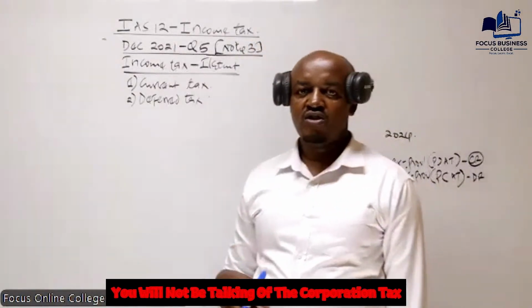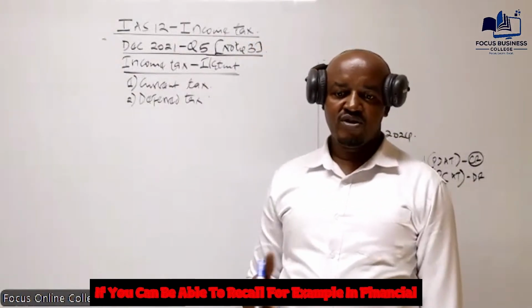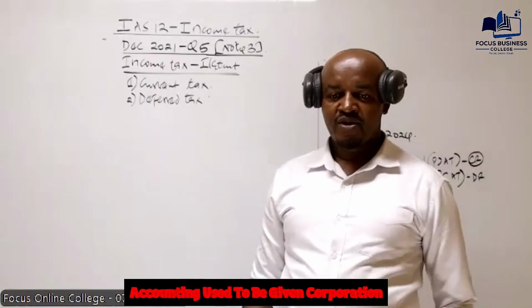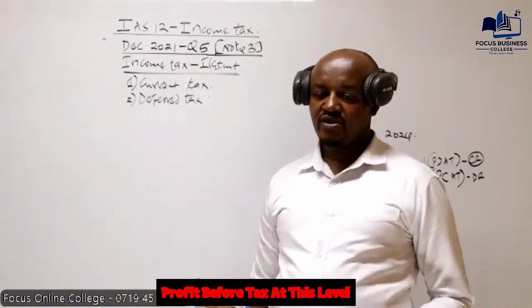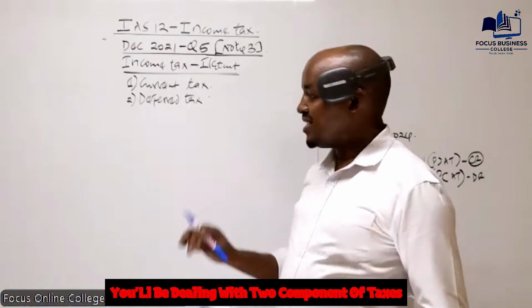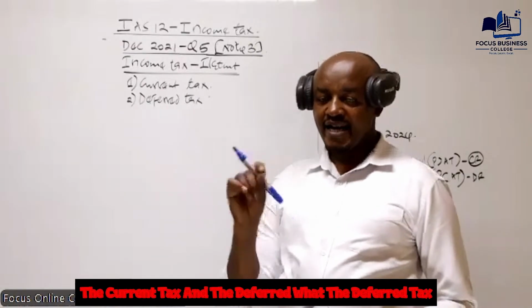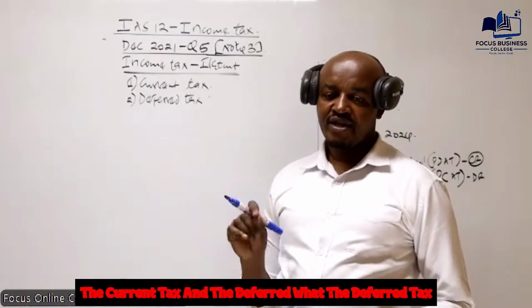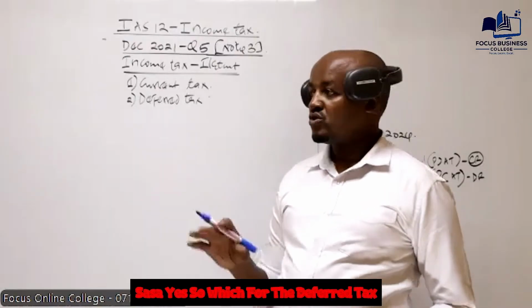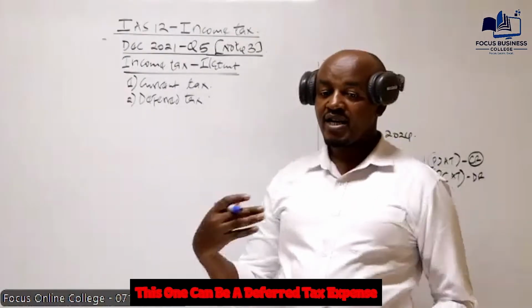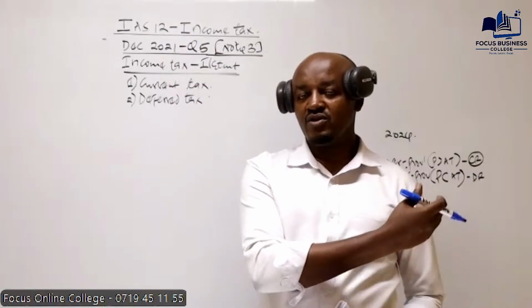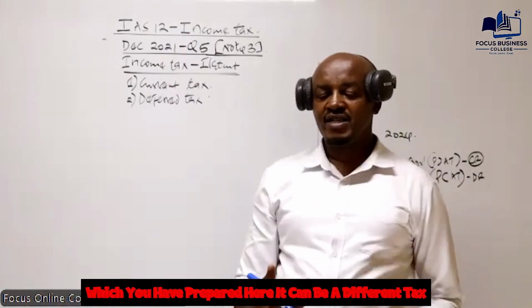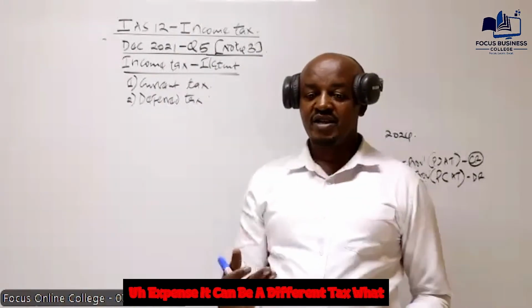because at this level now, you will not be talking of the corporation tax. If you can recall, for example, in financial accounting, you used to be given corporation tax. You were deducting that directly from the profit before tax. At this level, you'll be dealing with two components of taxes, the current tax and the deferred what? The deferred tax. Yes. So the deferred tax can be a deferred tax expense, like what you have computed from the deferred account which you have prepared here. It can be a deferred tax expense. It can be a deferred tax what?